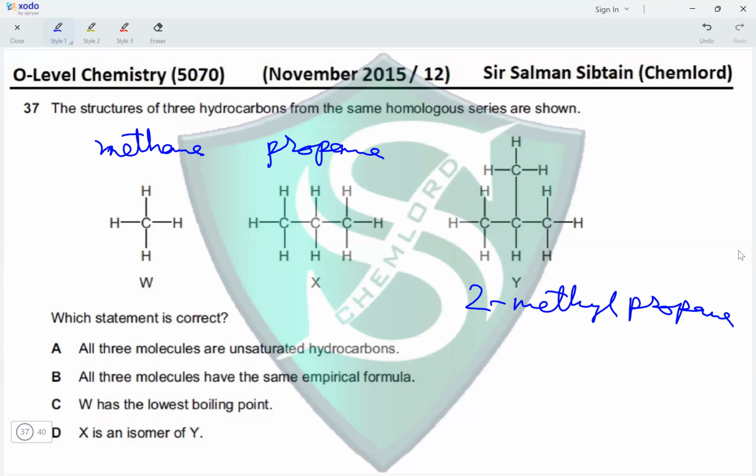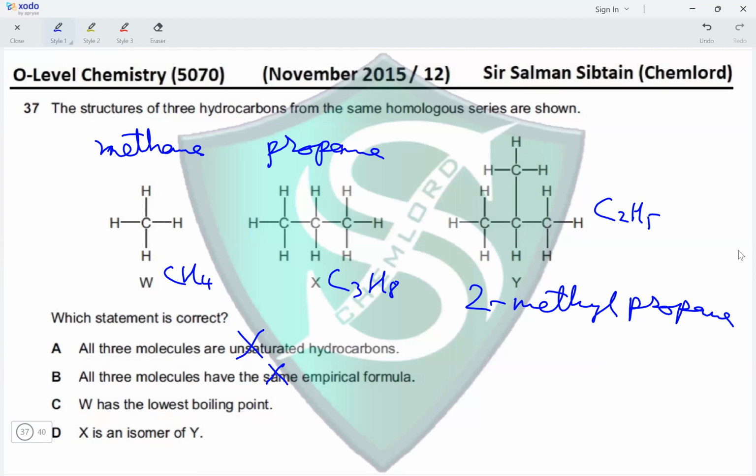All three molecules are unsaturated hydrocarbons? No, they are all saturated hydrocarbons. Unsaturated means presence of a double or triple bond, which is not present in any of the structures given. All three molecules have the same empirical formula? W has an empirical formula of CH4. Propane has an empirical formula of C3H8. And butane has an empirical formula of C2H5 because this is C4H10. So all their empirical formulas are different.